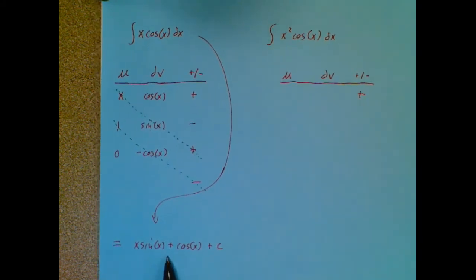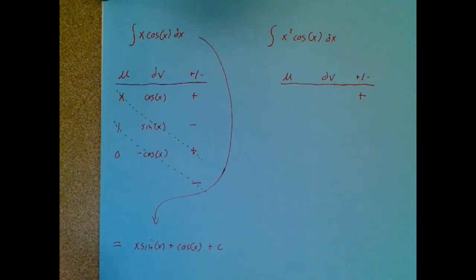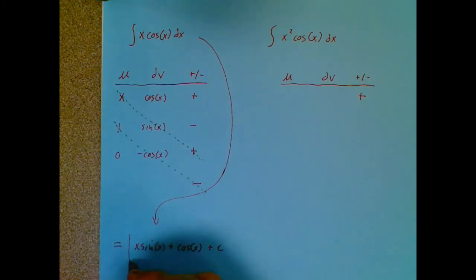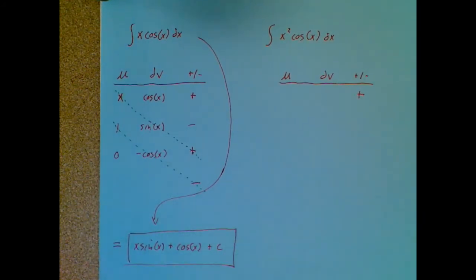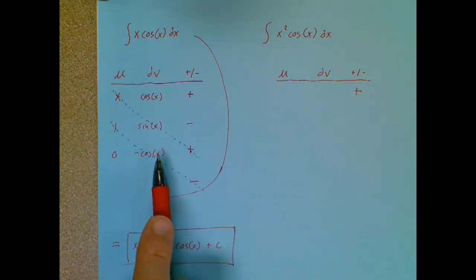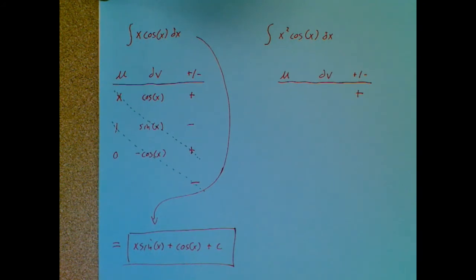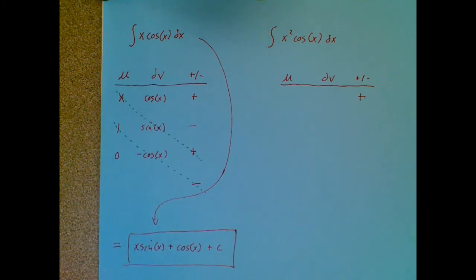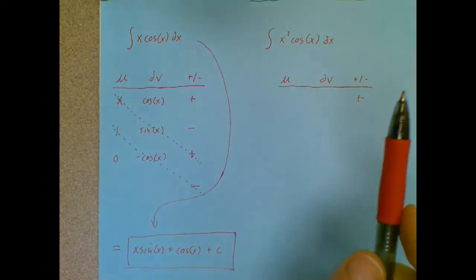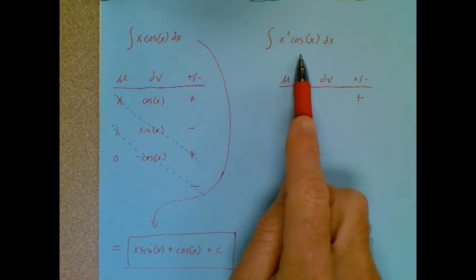This is the exact same answer we would have gotten had we done integration by parts. Notice I remembered the plus c. So this tabular integration is a way around doing the integration by parts formula. I know what you're thinking. You're thinking, why didn't he tell us about this earlier? Well, before I tell you why, let's do this problem. I'm going to do it faster.